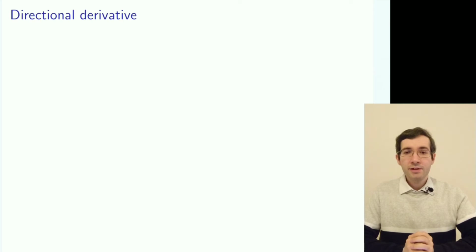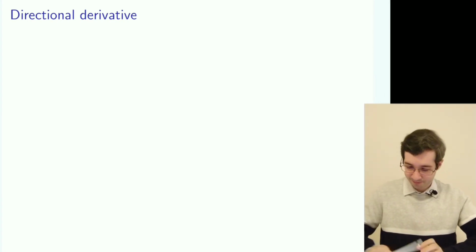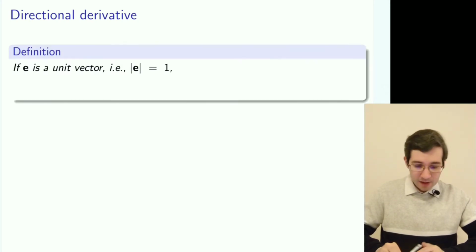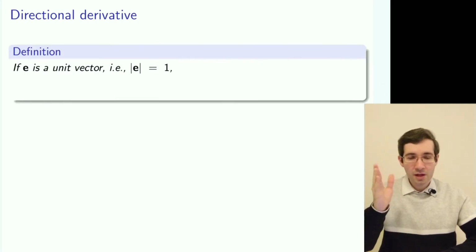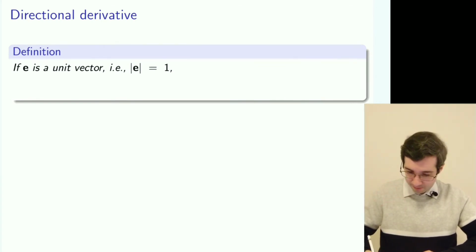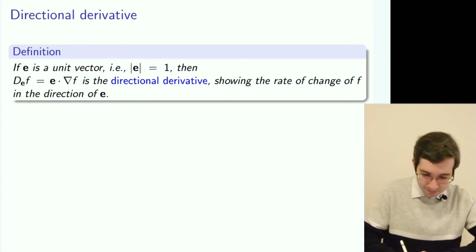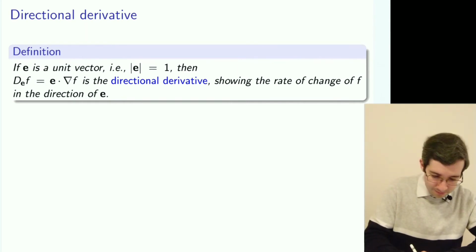Now we'll look at another version closely associated with the gradient called the directional derivative. So if we have a unit vector, which is a vector with the magnitude of 1, then we can define a directional derivative according to that rule.